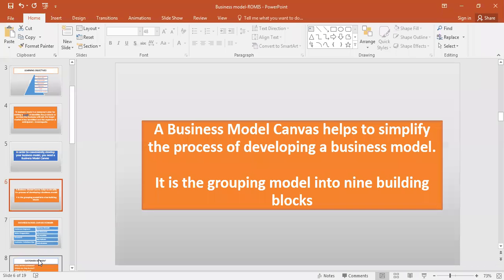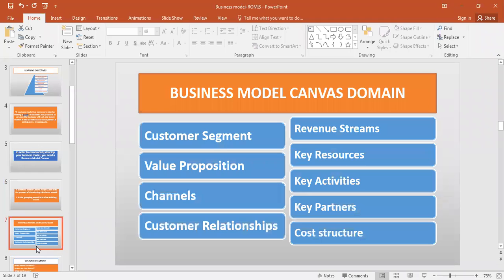So, and what are those 9 domains? The 9 domains are customer segment, value proposition, channels, customer relationship, revenue streams, key resources, key activities, key partners, then cost structure.